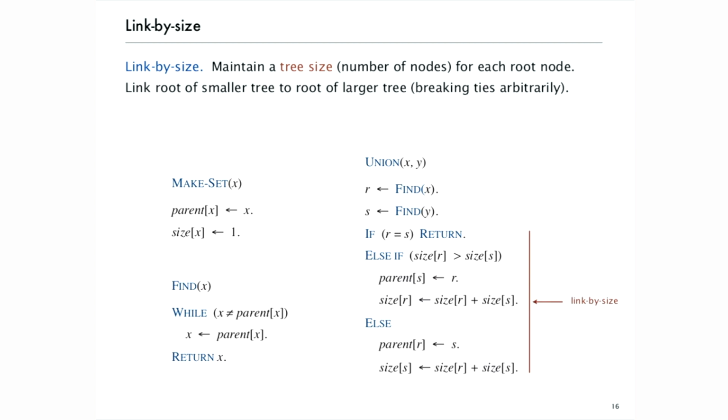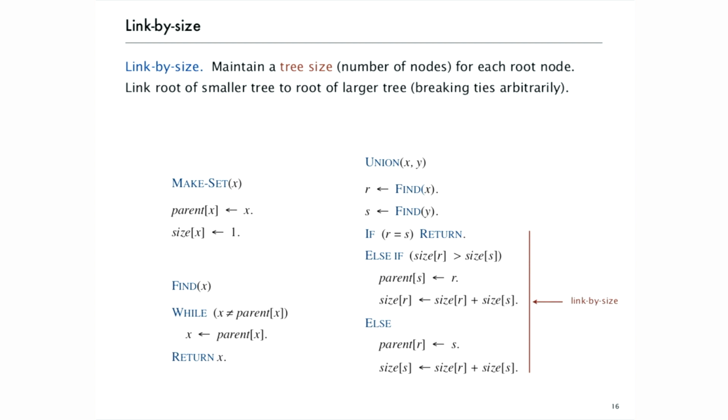Okay. So now, if you maintain a tree size, our new code will look as follows. Parent of x is x in make set, size of x is 1, and find of x remains the same. While x is not the parent of x, keep going on. So this is maintained. But now, in union, we have a caveat.